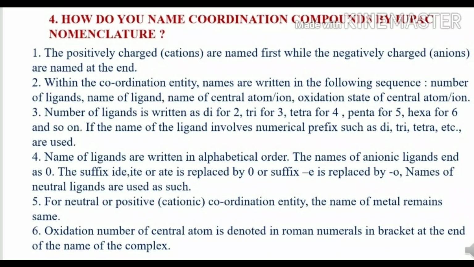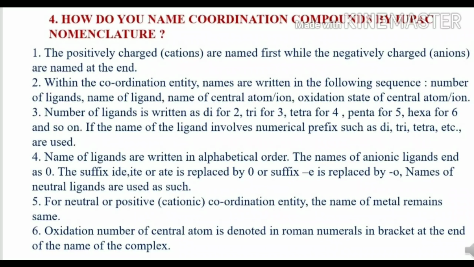The third point is that the number of ligands is written as di for 2, tri for 3, tetra for 4, penta for 5, hexa for 6, and so on. If the ligand already contains di, tri, or tetra, then different numerical prefixes are used. They are known as bis, tris, tetrakis, pentakis, hexakis, heptakis, and so on.